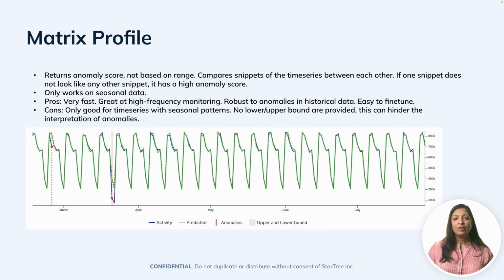The matrix profile algorithm is the most sensitive algorithm in this group. It's heavily based on time series data, and what it does behind the scenes is take snippets of time series and compare them to each other to figure out anomalies. It only works on seasonal data, and it can only be used in time series.